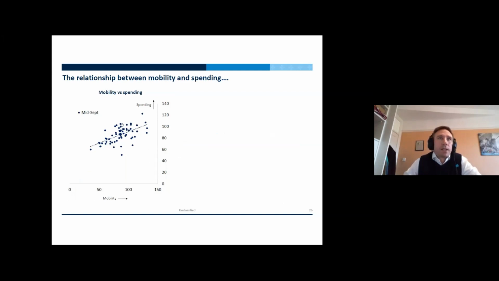So this is a scatter plot of all of these different areas, so broadly cities or towns. And this is the relationship between the two in mid-September. So you can see the relationship you'd expect, greater mobility going hand in hand with greater spending. But the relationship is by no means precise. It's not as if all the dots are on the dotted line, so things can differ. And that's the data for mid-September.